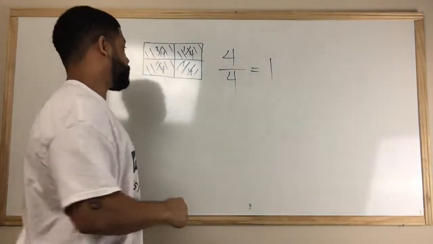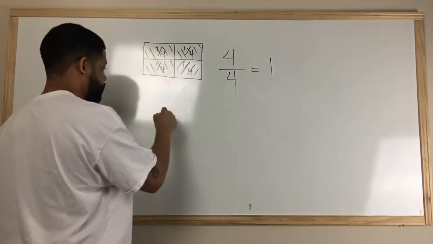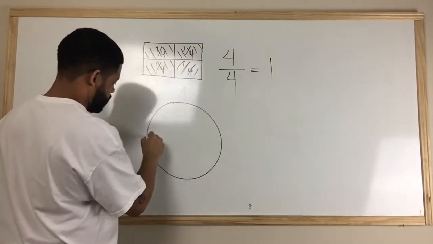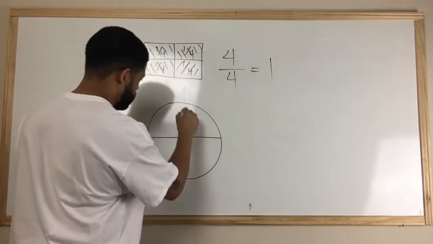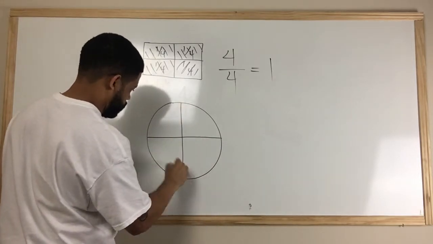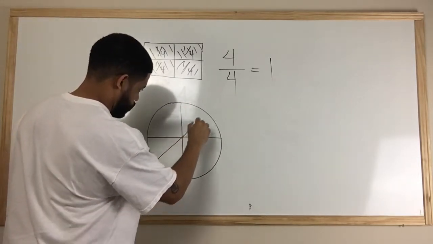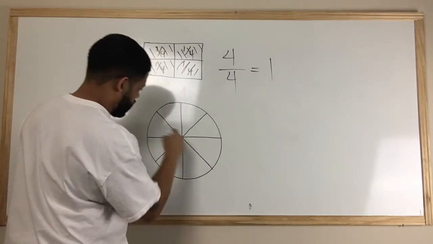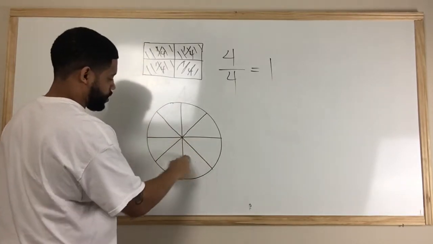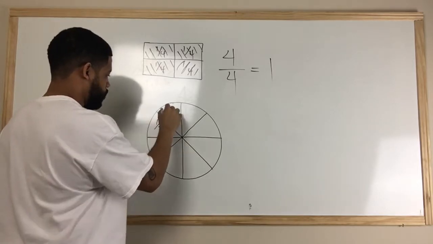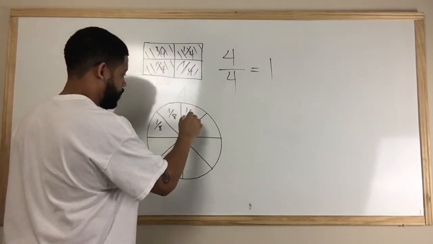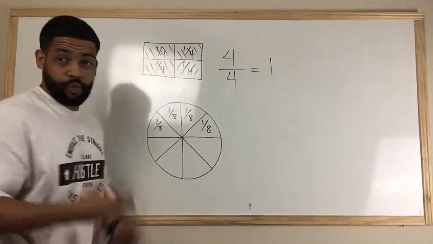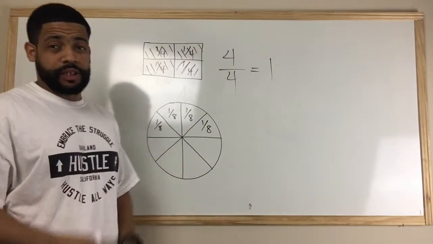All right? So no matter what the size of the fraction is, let's do the circle again, okay? And let's go 1, 2, 3. All right, so we have 1, 2, 3, 4, 5, 6, 7, 8. All right, so 1/8, 1/8, 1/8. And I'm not going to do all of these, but I will do half of them. So all 8 of these are 1/8 size pieces, okay?